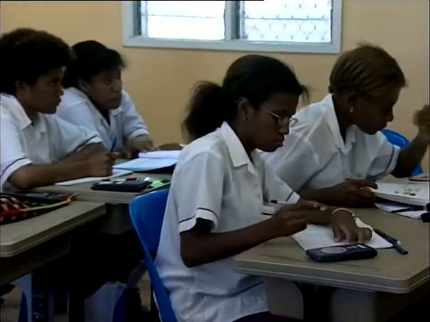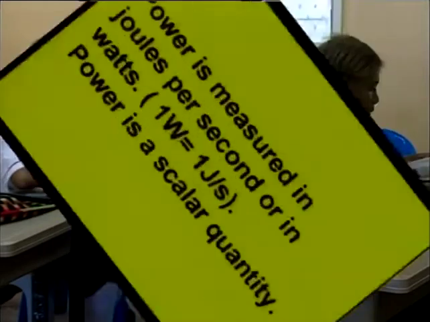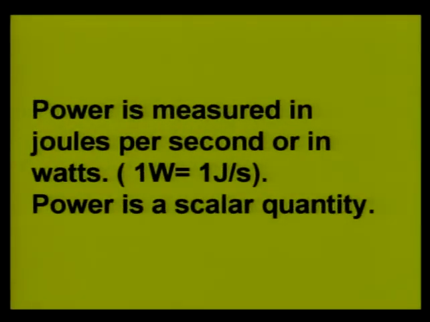that is the unit of power. It is measured in joules per second. The work done divided by the time taken will be given as joules per second, or it can be in watts. 1 joule per second is the same thing as 1 watt.